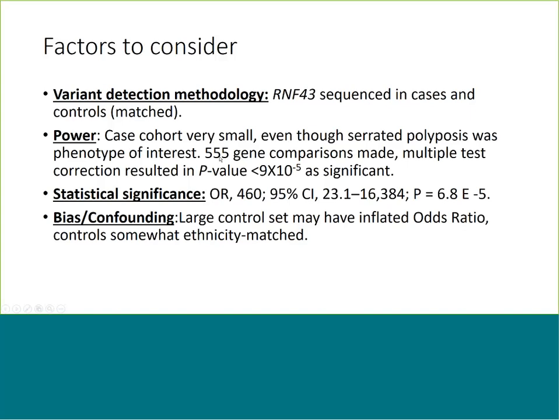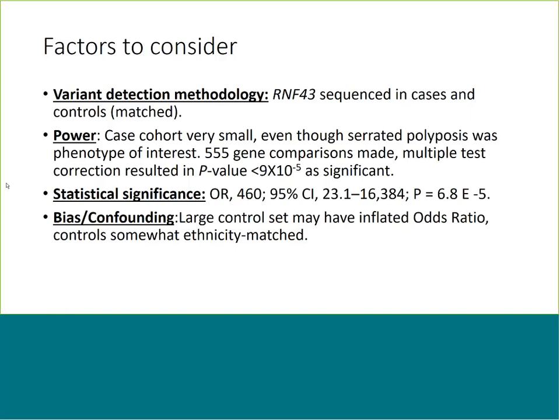So the 555 gene comparisons meant that from their cohort allelic sums test, they needed a p-value of less than 9 times 10 to the negative fifth to be significant. And what they found was from these 2 of 20 individuals versus all of the controls that they looked at, they had an odds ratio of 460.